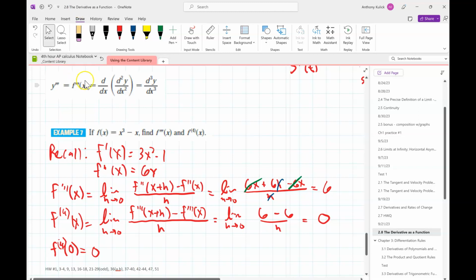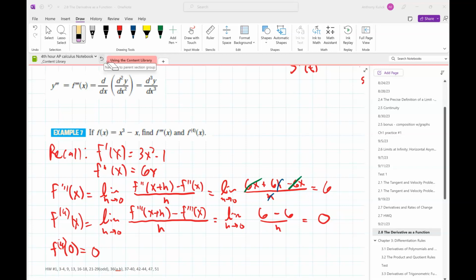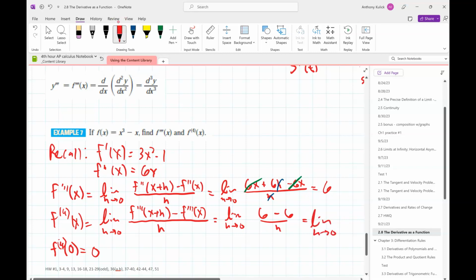Wait, but is this 6 minus 6 over h? So 0 over h is 0. So the limit of 0 is 0. Oh, so I'm not plugging 0 in for h. I'm doing 0 over h is just 0. And then I do the limit. Okay. Here, let's write it in. That's a good point. It's a really good point. It was unclear.